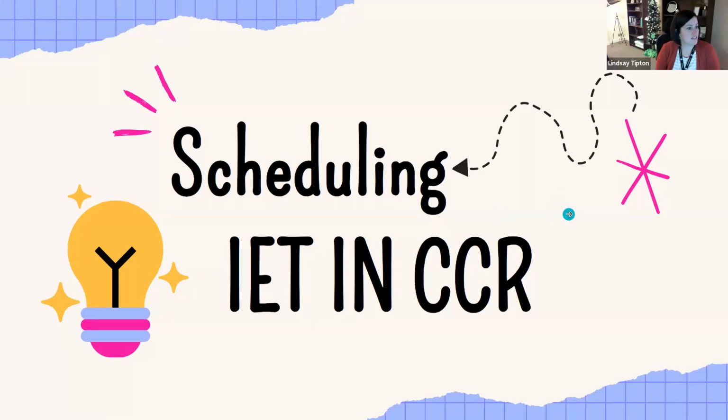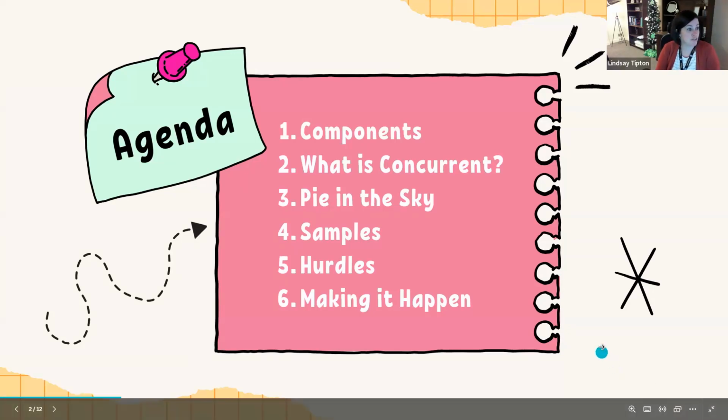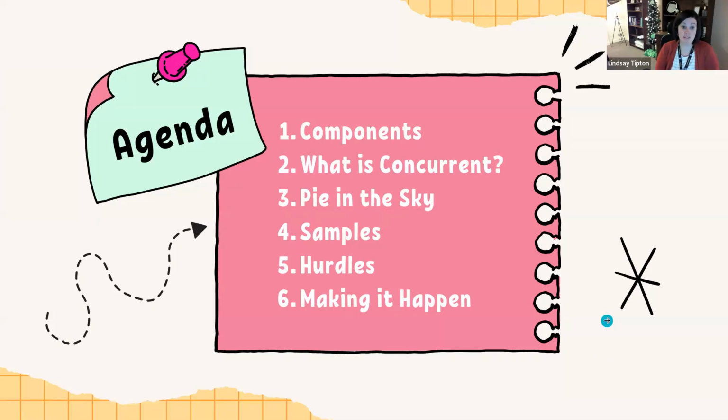Scheduling in CCR, scheduling IETs in CCR. All right, so a few different things that we're going to go over through the slides. What are the components of an IET that we're scheduling for? What does it mean to be concurrent? What is kind of the pie in the sky idea of what this could look like? I think it's always good to start with that, even if we know that we can't do exactly everything that we want to do. What in a perfect world would we do? We're going to look at a couple different samples of how to schedule these, talk about some of the hurdles, and then talk about what we need to do to make it happen.